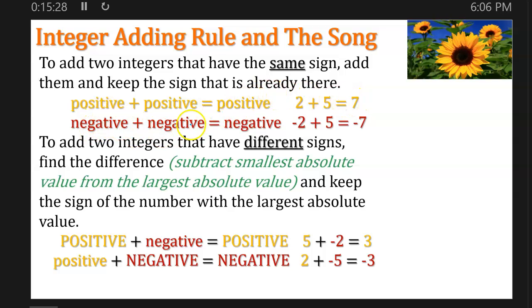So negative plus a negative is also a negative answer. So you're just adding the numbers like you normally would. 2 plus 5 is 7, and so that would be a +7. -2 plus -5, that should be a negative there, that's a typo, is -7. Okay. Change that to a red real quick.